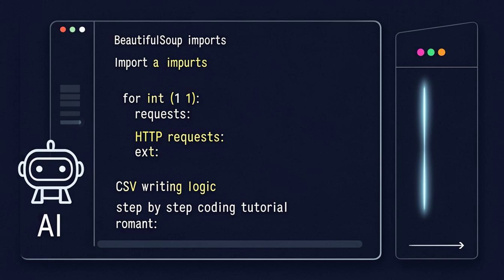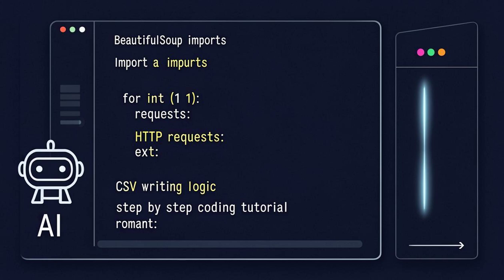The code will include the requests and Beautiful Soup libraries, proper headers to avoid getting blocked, a delay between requests to respect rate limits, and CSV writing logic with error handling. This would have taken me 30 minutes to write from scratch. Claude did it in 10 seconds.